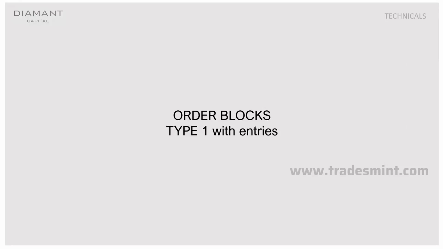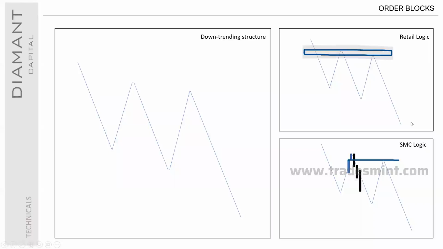Moving on from the last lesson where we talked about institutional order flow, what I mentioned in that video is order blocks, and we've got different types. Personally, I would break it down into 3 different types. I'm going to look at type 1 with entries, and for every single one, I'll cover how you enter, where you put your stop loss, and where you put your take profit. But yeah, let's just get into it.